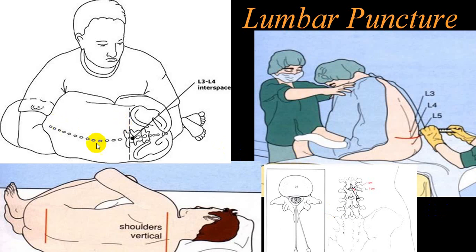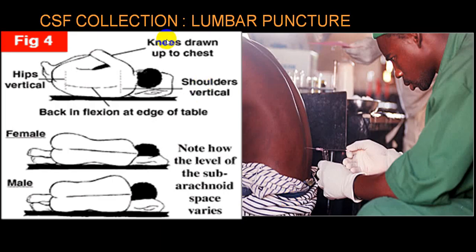This is the position which is being given, and you will select the site by using the highest point of the iliac crest, which corresponds to the L4 L5 spine or the L3 L4 interspace, depending upon the patient. By and large, it will correspond to the L3 L4 intervertebral space. And in sitting posture, you can utilize the L3 L4 or L4 L5 space. The knees have to be drawn up to the chest, so we call it the knee chest position. That is a must.